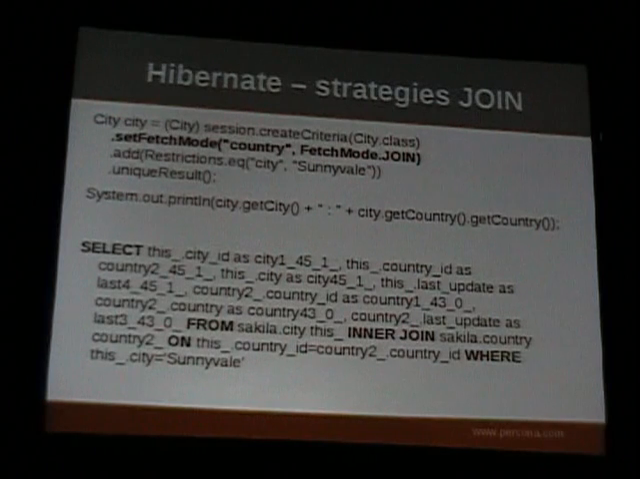Now, here's the same query, but you can see we added set fetch mode for the table country, and we declared the fetch mode join. The rest is the same, and we see those two queries are now only one, and the query is inner joining the city and the country table, and the where is based on the equality restriction we added. So this is more efficient. Issuing only one query for these cases is the most efficient decision. So in your mapping files, for these cases, you always want to declare the join strategy.